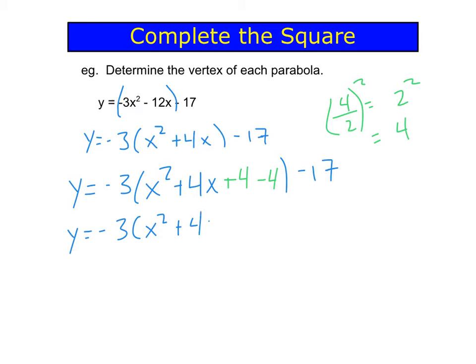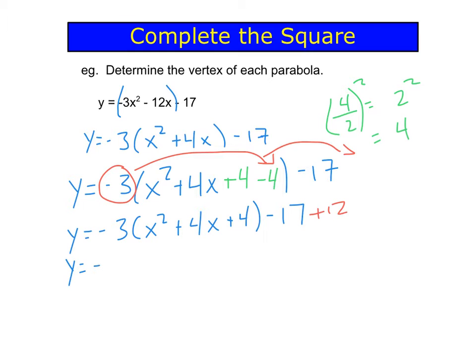Remember, you have to multiply the negative 4 by negative 3. When you do that, you will get 12. Then factor your trinomial. X plus 2 squared minus 5. Vertex, negative 2, negative 5.